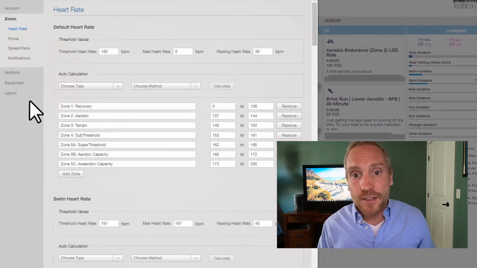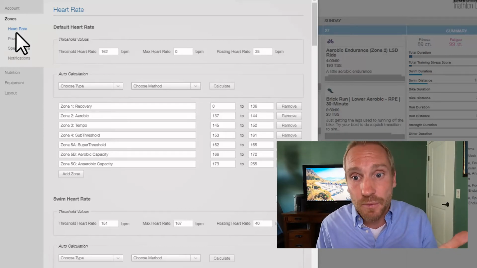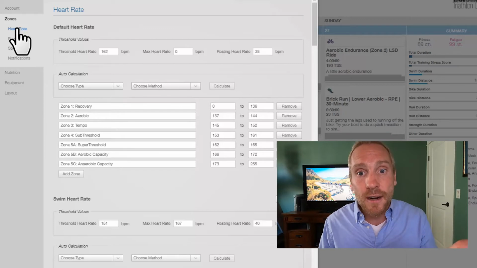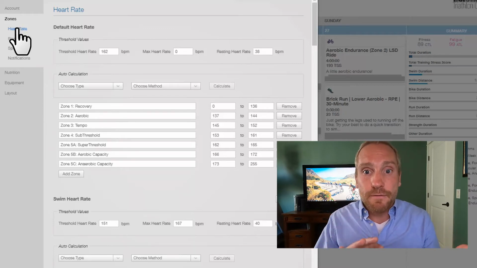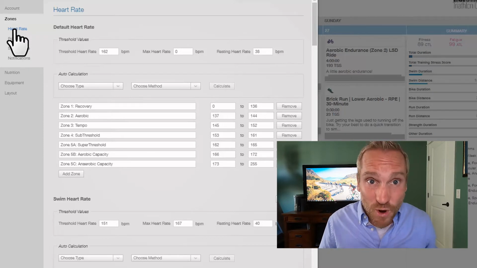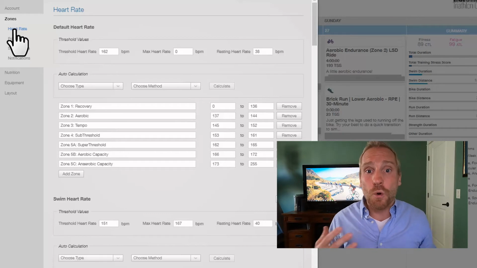Now you can do training zones based on heart rate, power, and speed and pace. Those are the main three. Depending on the sport that you're trying to measure, there are different functionalities for each one of these. Heart rate is great. It's not the best for anything, but it's really good to correlate.